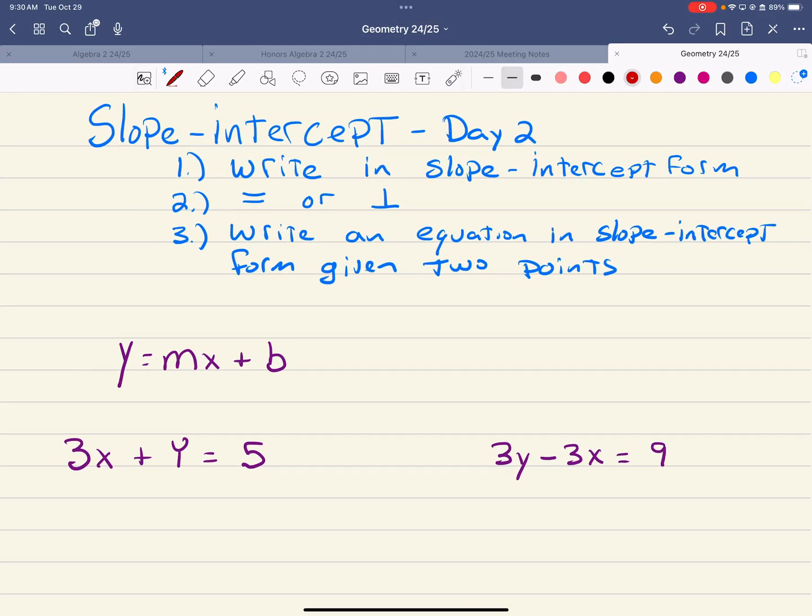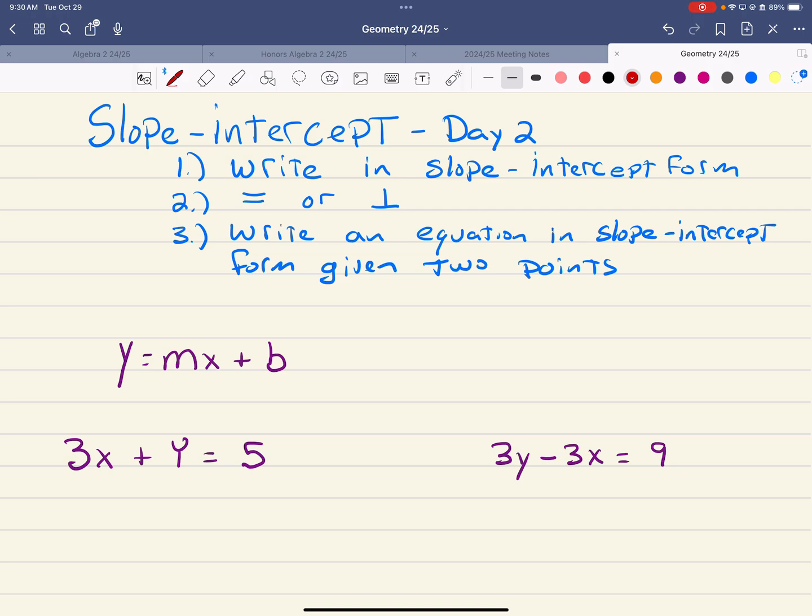So yesterday we focused on finding the slope, given 2 points. If you were given something in slope-intercept form, being able to identify what the slope was. And then we talked about how do you know if two lines are parallel or perpendicular to each other, given their slopes.